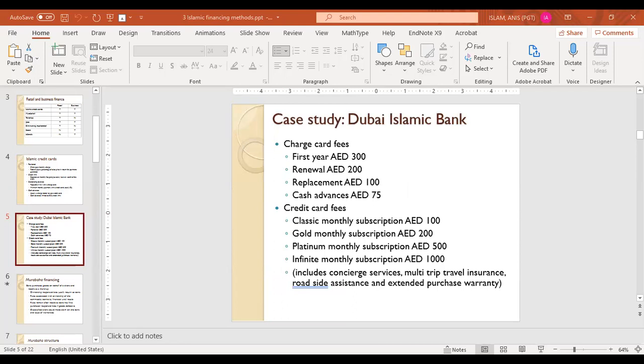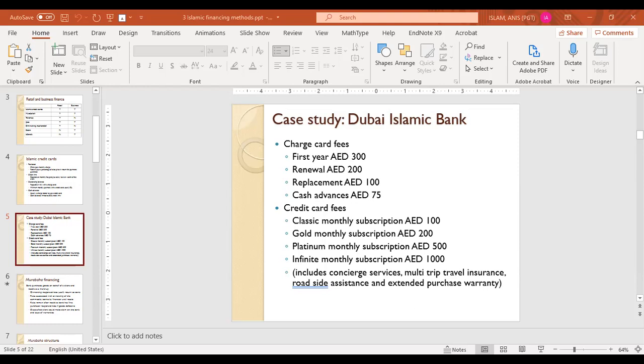Credit cards by Islamic banks are a very recent introduction in our country. They are mentioning it is a Sharia compliant credit card, and you see the fees. These are the credit limits, and you see if the card is platinum, the credit limit is 3 times greater than the silver card.